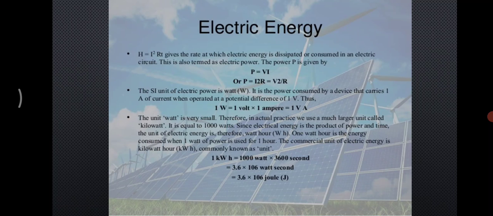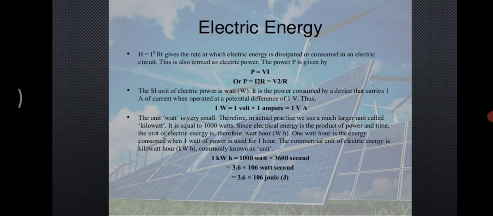The SI unit of power is the watt. You are going to measure power in watts. The SI unit, you are going to remember this one: power is always measured in watts. You might have heard about 60 watt, 30 watt, 18 watt, 12 watt. You might have heard about these measurements. It is the power rating.